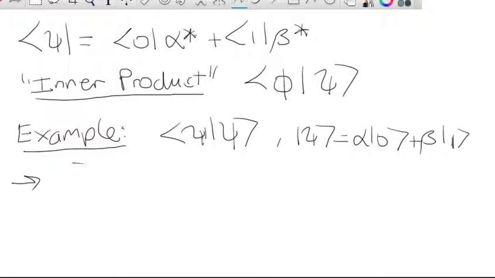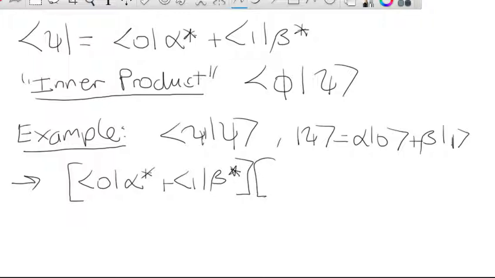Taking the bra at the top, let's put a bracket around it so we know what we're looking at: bra 0 alpha star plus bra 1 beta star. Now let's put in the ket psi here, alpha 0 plus beta 1, like this. Now the next step is simply to think of it as multiplying through everything. We take this term and multiply it by that, take the same term again and multiply it by this, take this and multiply it by that, and finally this multiplied by that. Okay, so let's do that.